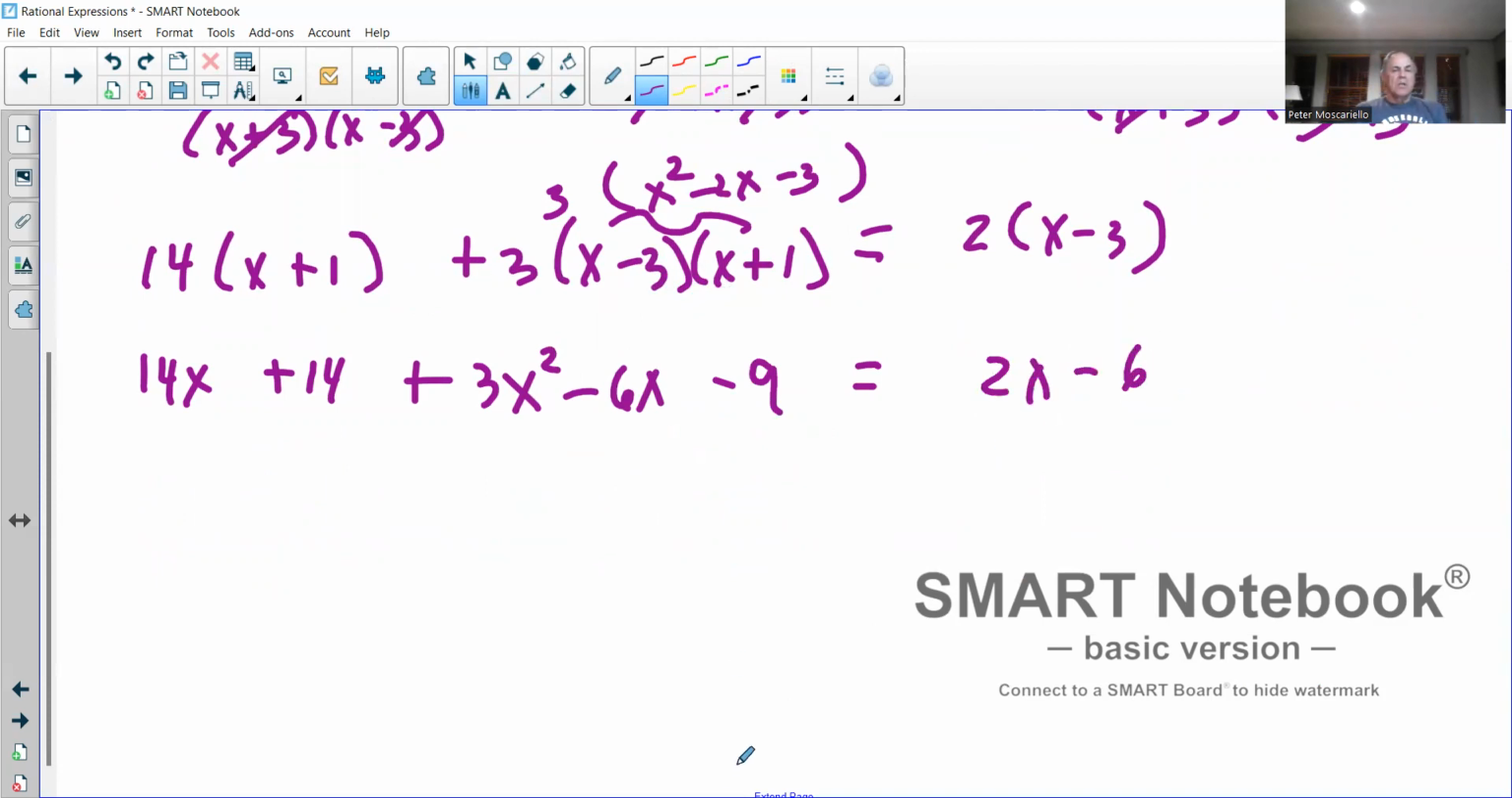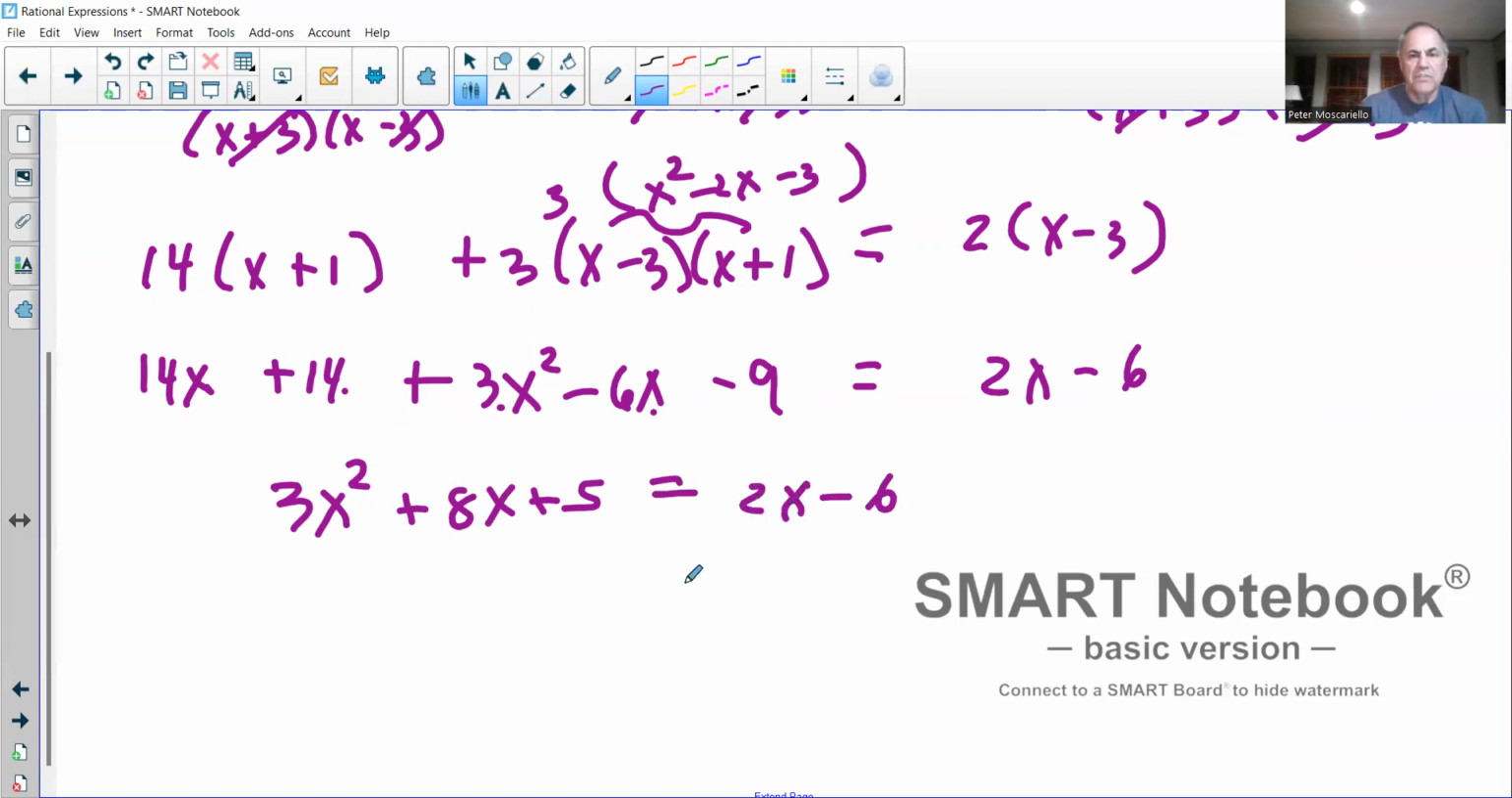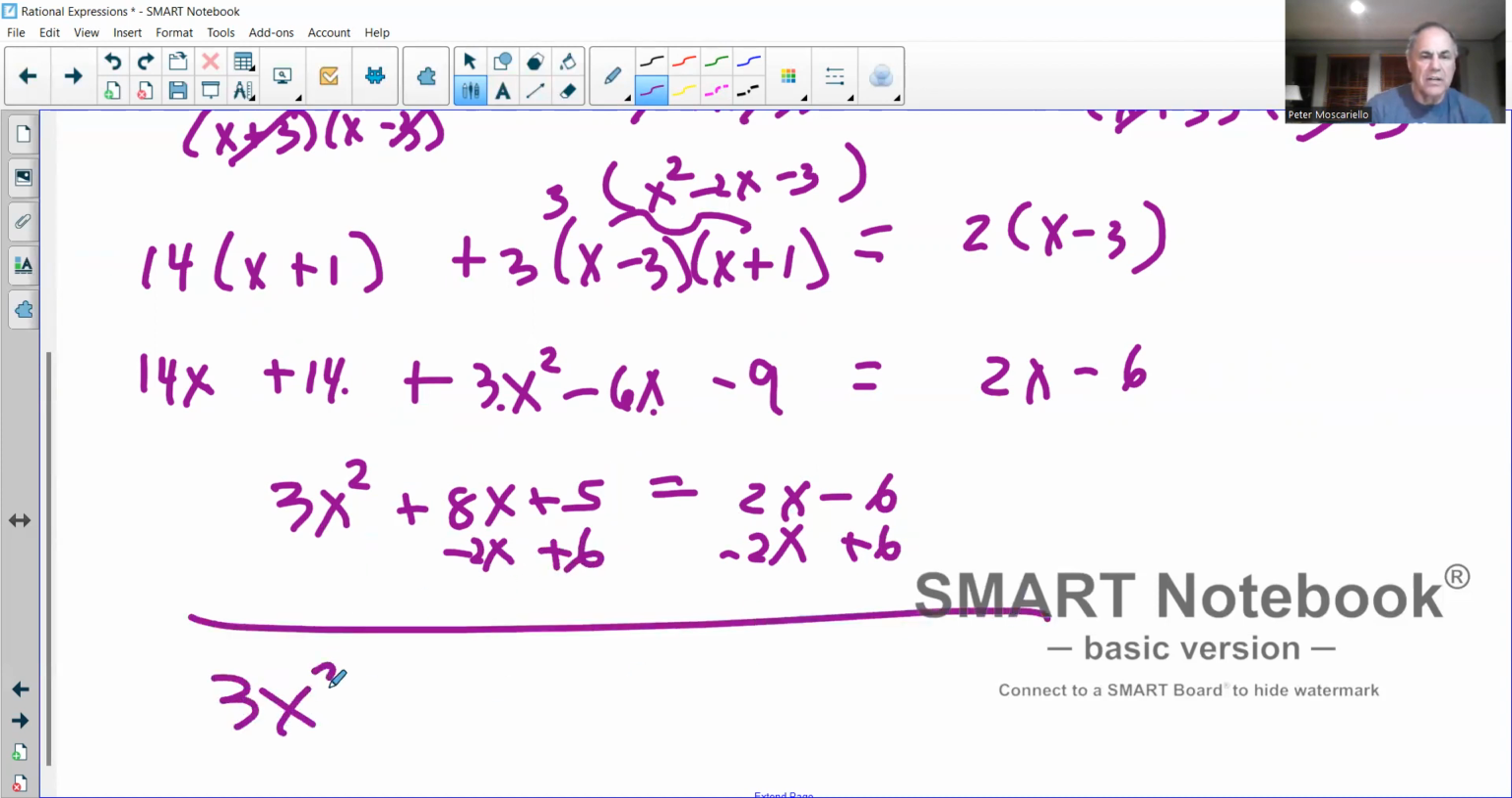Okay. Well, let's clean it up. Let's collect like terms here. I got 3x squared plus 8x plus 5. Is that right? 3x squared, 14 minus 6, 8x, 14 minus 9, 5, 2x minus 6. We do, in fact, have a quadratic, an x squared that won't go away this time. So get everything on one side. I'll subtract 2x, I'll add 6. And let's see what we got. 3x squared plus 6x plus 11 equals 0.